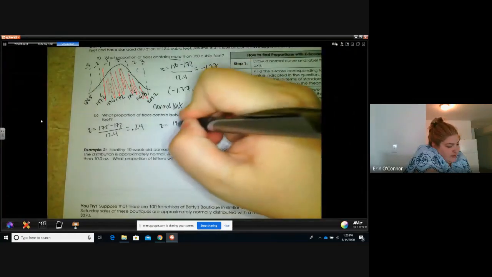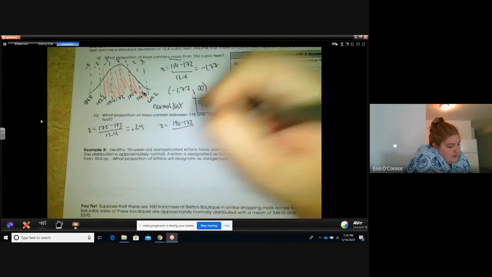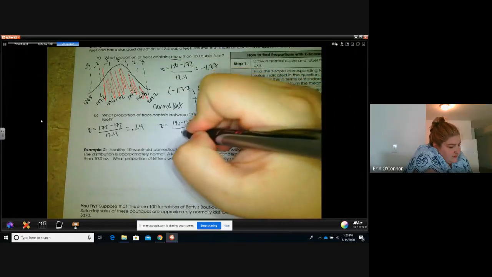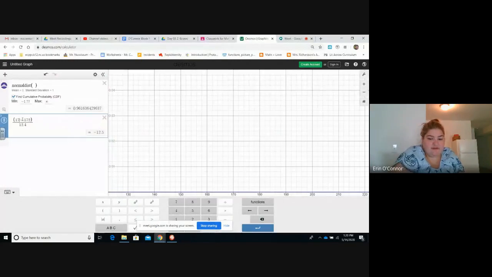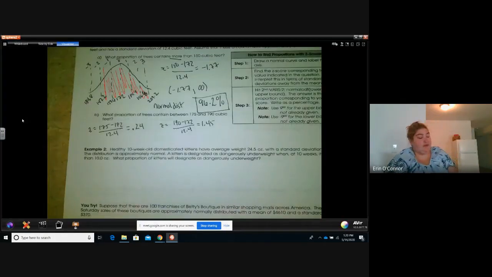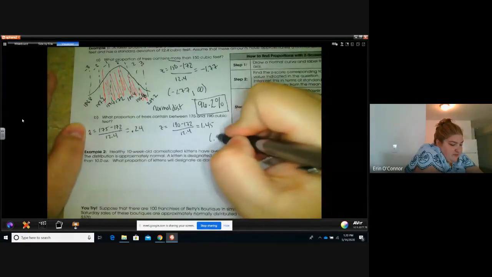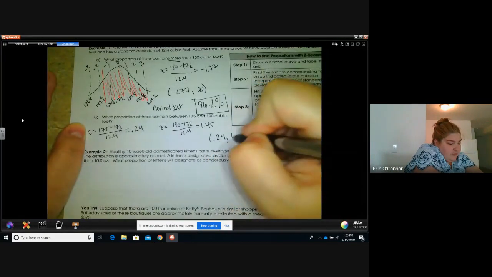And I get 190 minus 172 over 12.4. So coming back here, let's change this 175 to 190. And I get 1.45. We're generally rounding to the nearest hundredth with z-scores. If you want to write that down, please do. So now I'm going to do the normal distribution, but it's going to be between 0.24 and 1.45.